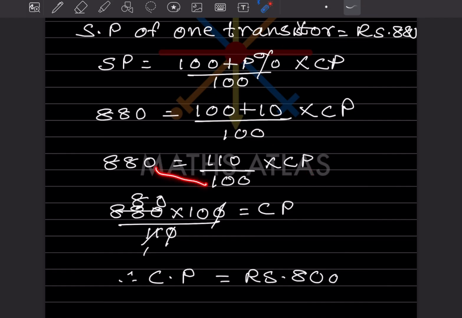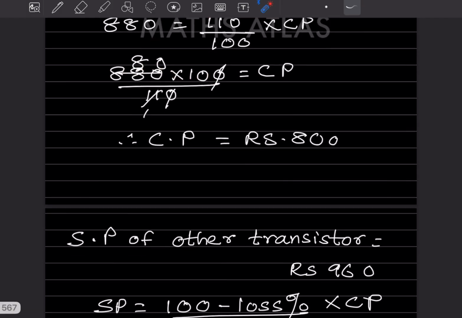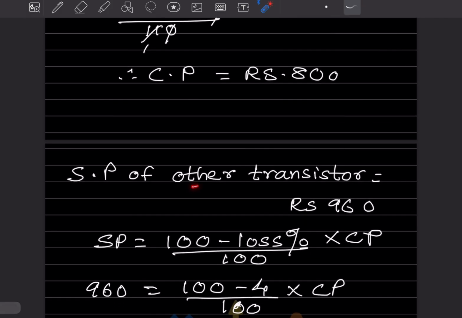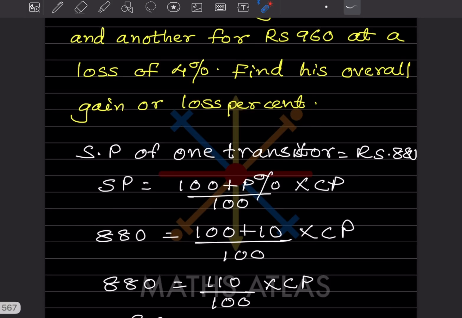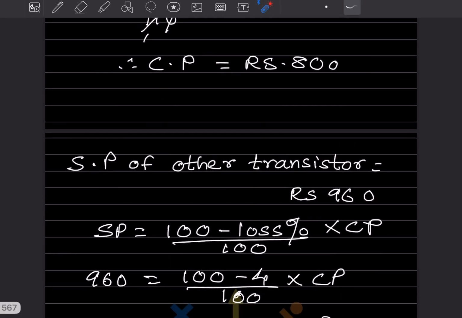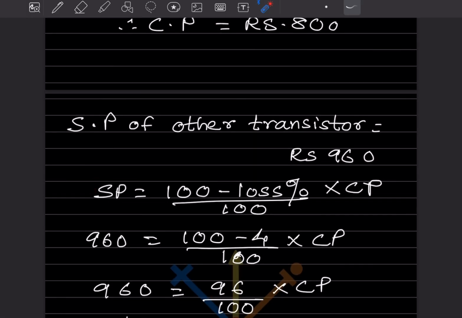So this will get cross multiplied here, 880 into 100, and this will go in the denominator. 110 is CP. So this and this will get cancelled. After simplifying, you get CP is 800. Now you will see the selling price of the other transistor. That is given as 960. Here the loss is given as 4%. So we are going to use this formula. Selling price is 100 minus loss percentage divided by 100 into CP.